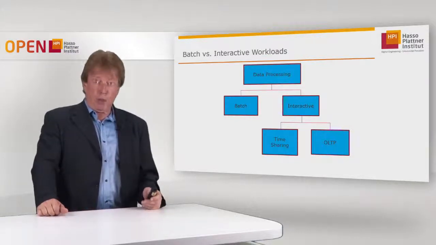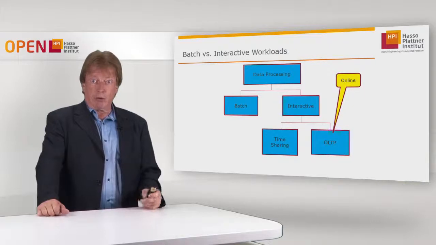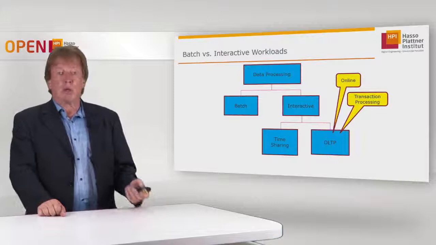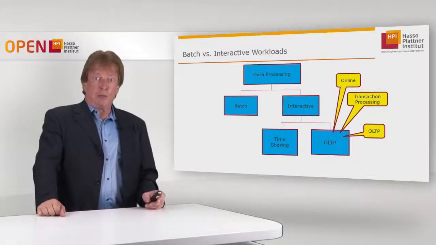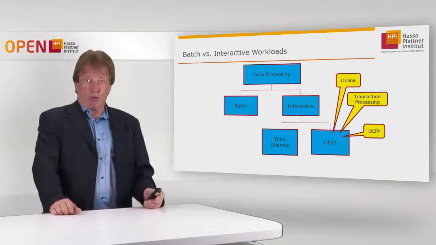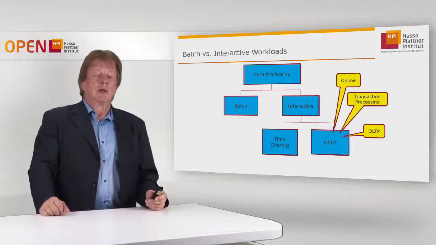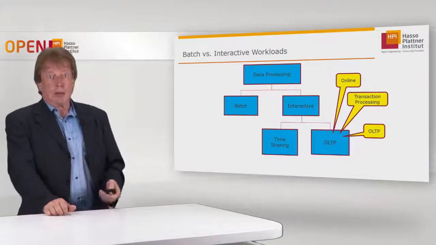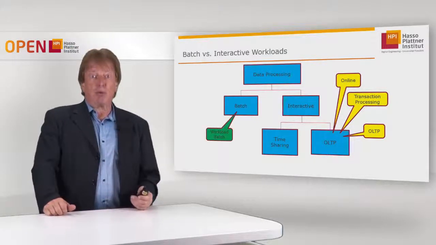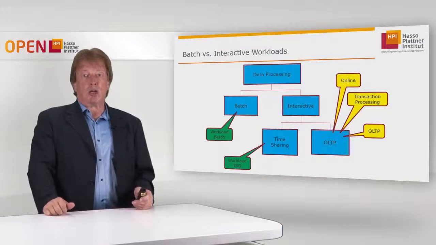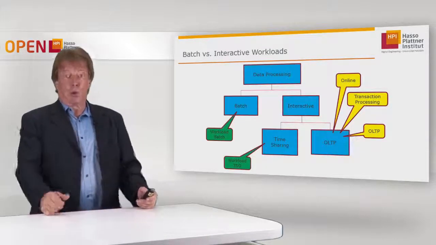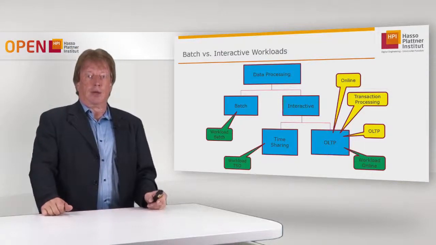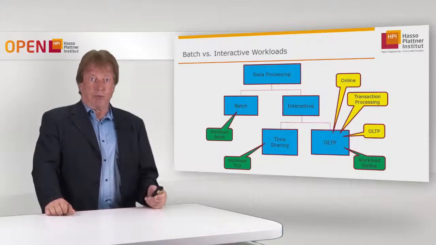OLTP is the abbreviation for online transaction processing, sometimes called online, sometimes called transaction processing, and sometimes just called OLTP. And so we have in general three basic different workloads in the mainframe environment. It's a workload of batch processing, it's a workload of time sharing, and the third workload we concentrate on now is workload online. Online means transaction processing.